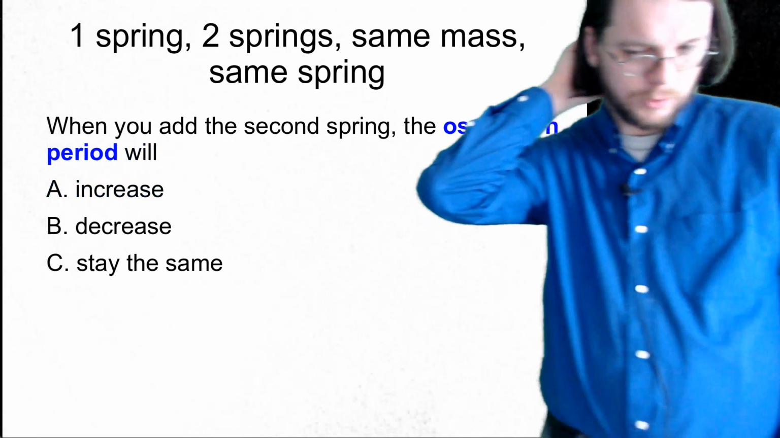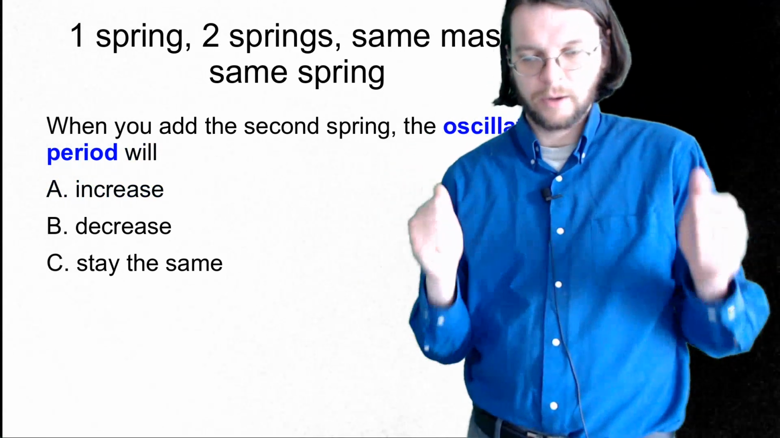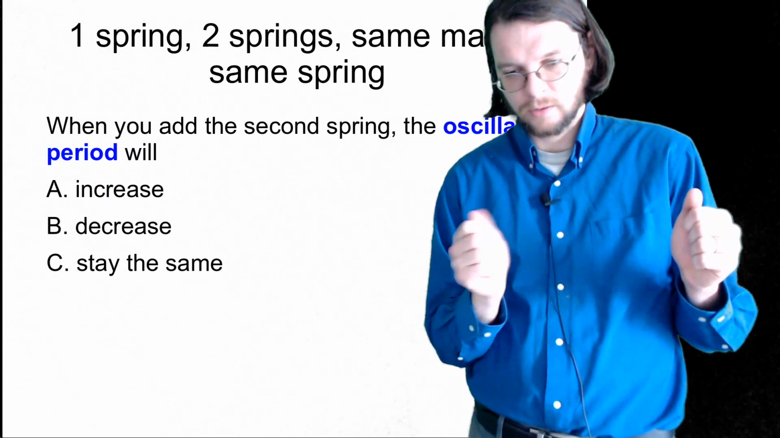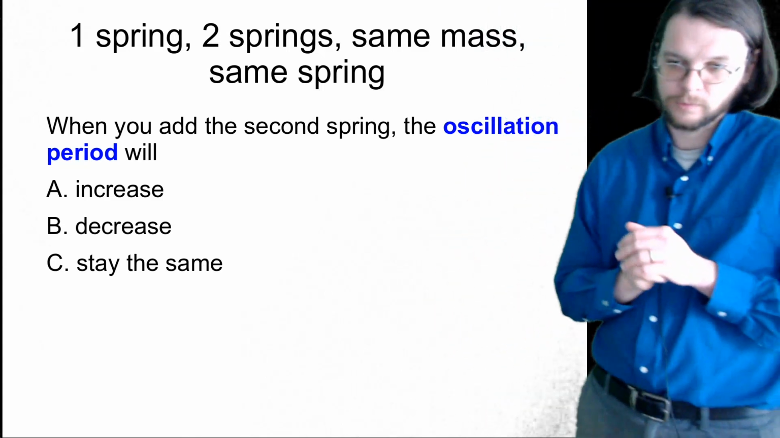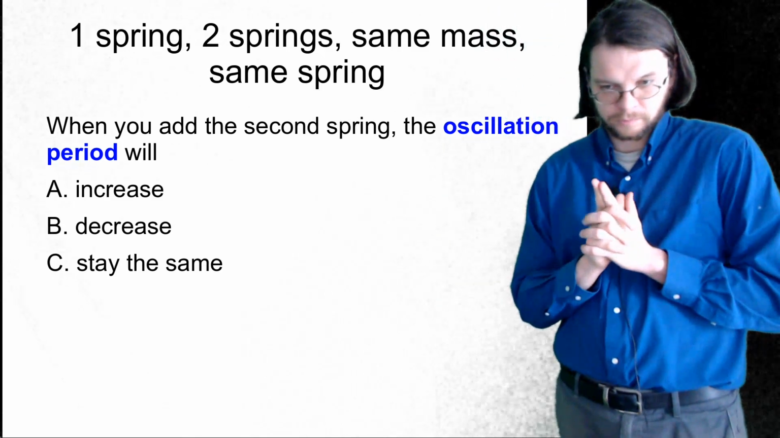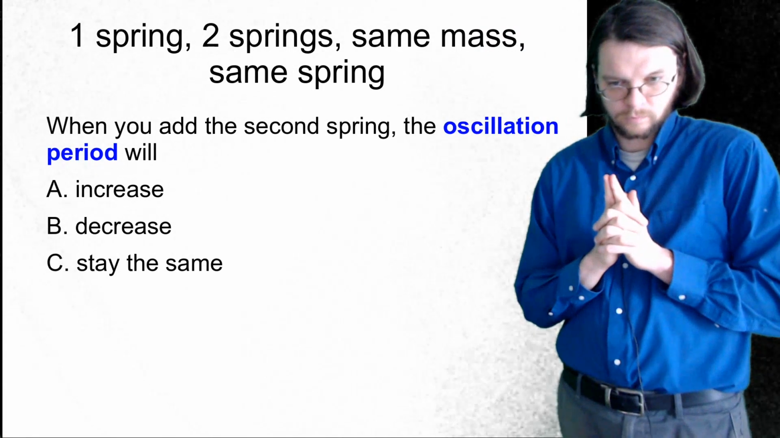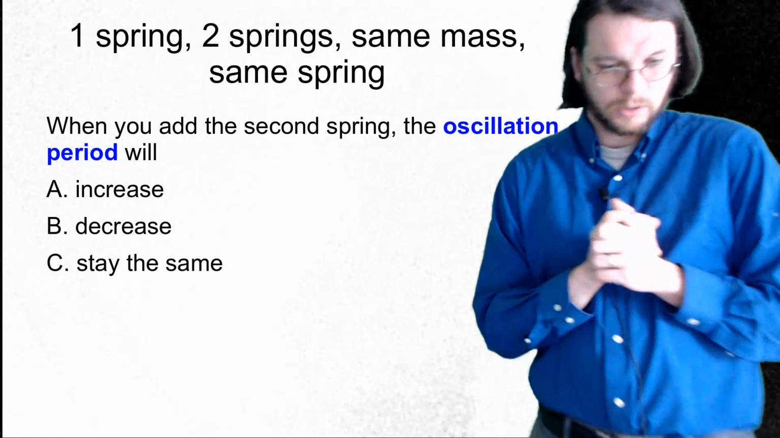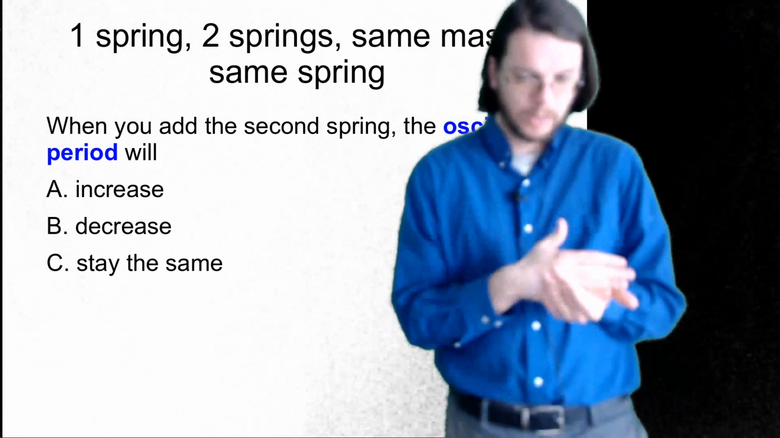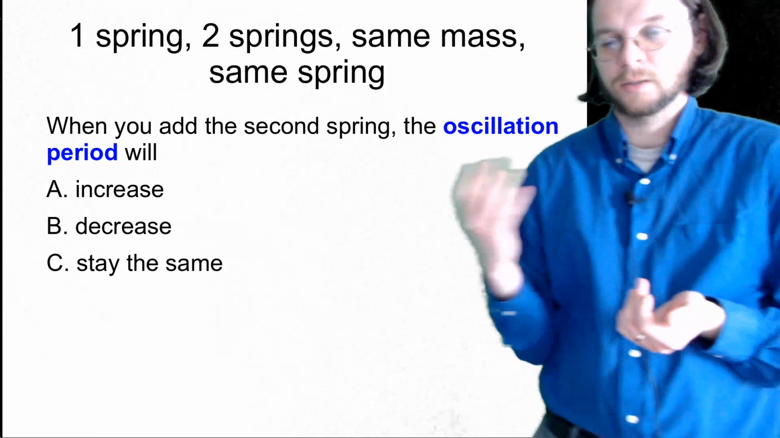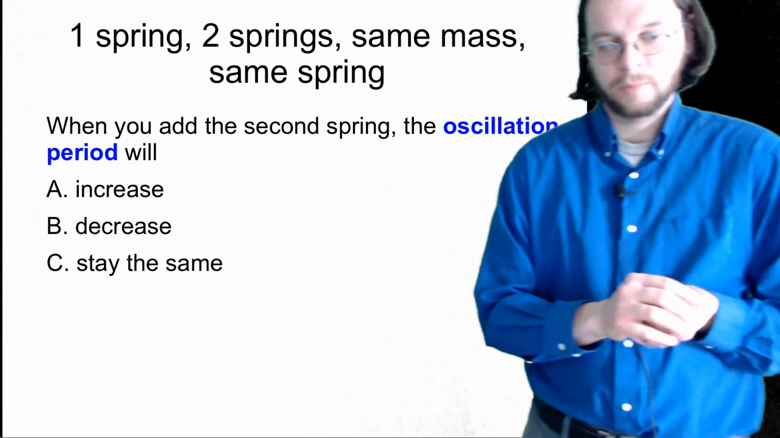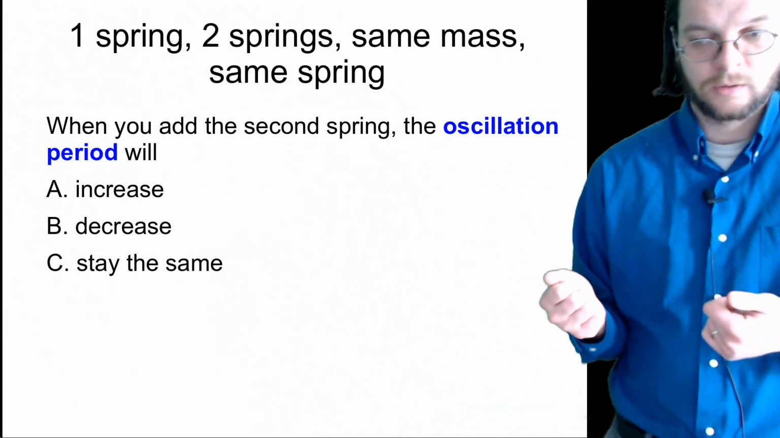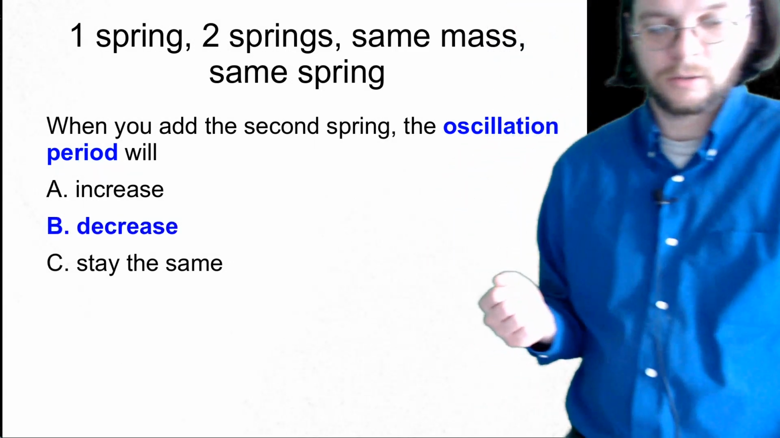What about the oscillation period? So again, we've added a spring. We just convinced ourselves that the frequency is faster. So what does that do to the oscillation period? Think about that for a minute. So the frequency and the period are related, right? The frequency is the number of cycles per second. The period is the number of seconds per cycle. And so the period is 1 over the frequency. So if the frequency is getting larger, then the period is getting smaller, and so the period has to decrease.